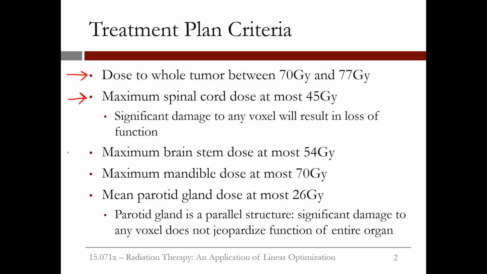The brainstem dose should be no more than 54 gray, and the mandible dose should be no more than 70 gray. The average parotid gland dose should be at most 26 gray. This constraint's a little different since the parotid gland is a parallel structure. Significant damage to any one voxel does not jeopardize function of the entire organ.